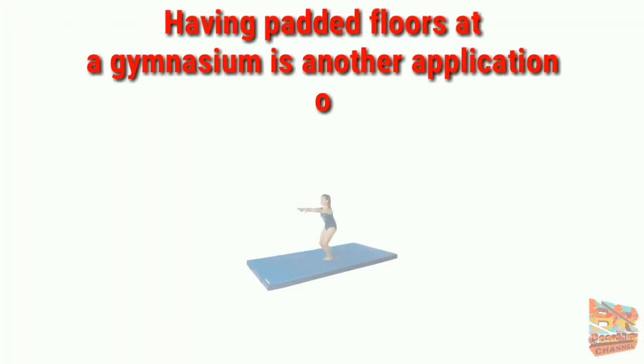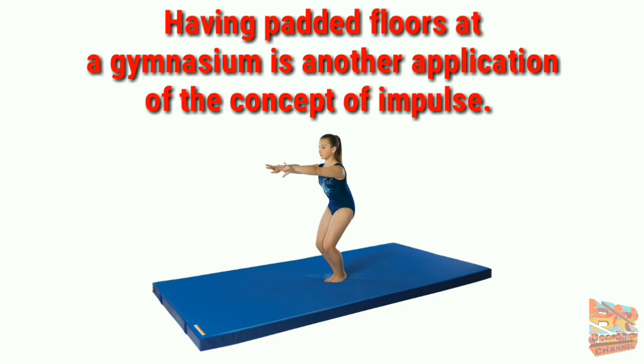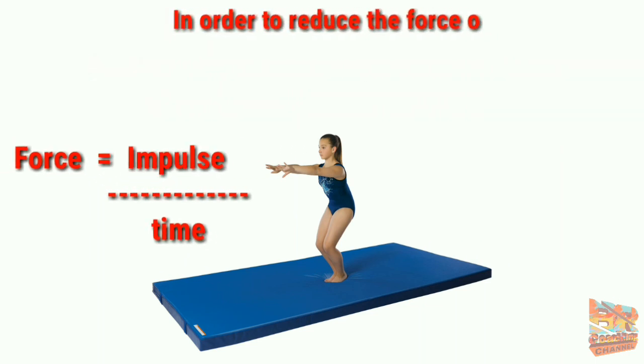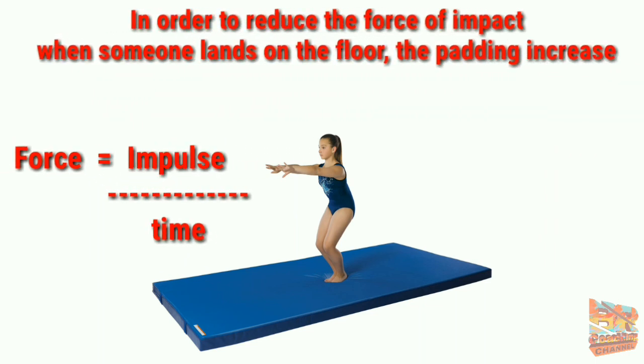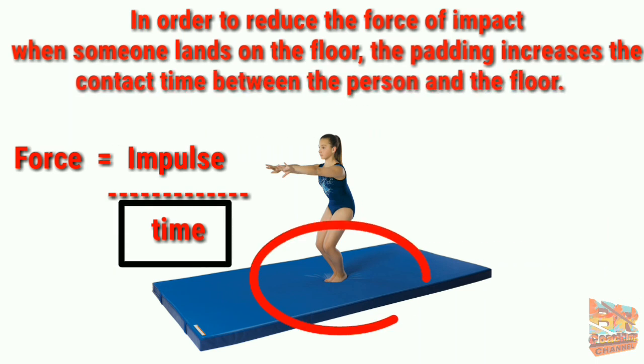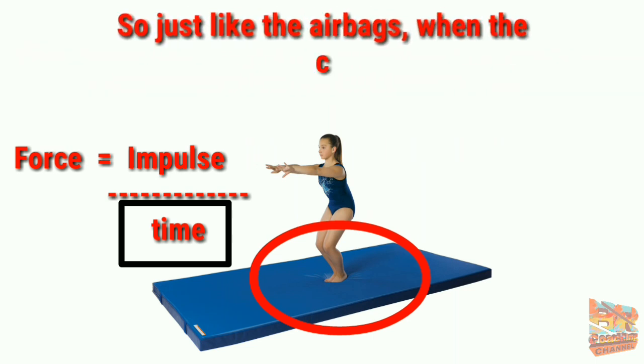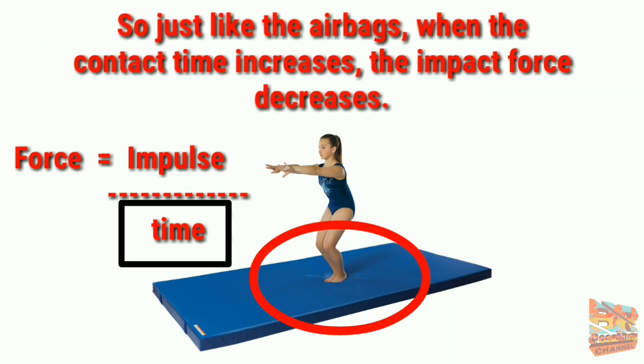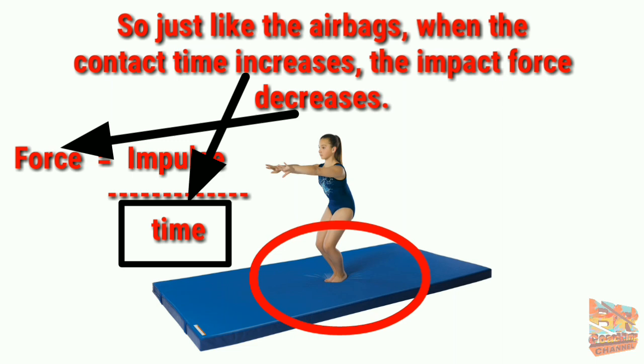Having padded floors at a gymnasium is another application of the concept of impulse. In order to reduce the force of impact when someone lands on the floor, the padding increases the contact time between the person and the floor. So just like the airbags, when the contact time increases, the impact force decreases.